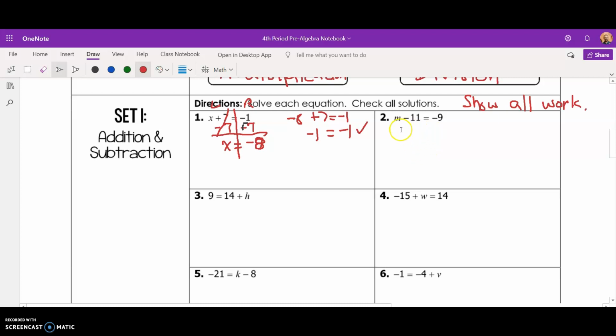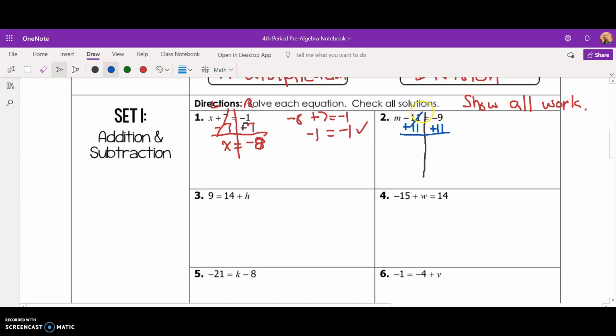So number 2, first of all, let's draw that line again at the equal sign. And I see I've got subtraction tied to the variable. We're subtracting 11 from the variable. So if we do the inverse, we would actually add 11 to both sides. Remember, whatever you do to one side of an equal sign, you have to do the other to maintain balance. Otherwise, you change the balance of the equal sign.